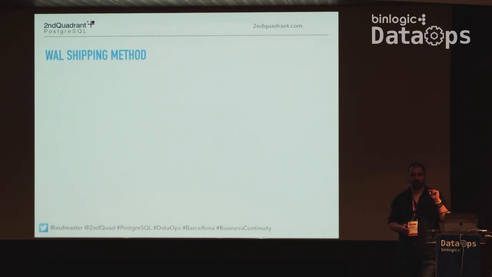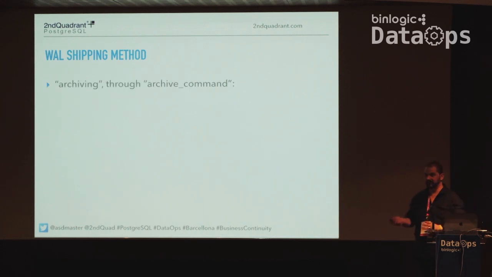Then we have WAL shipping. As said before, we have different ways of doing that. Basically, we have the archiving through the archive command. What is the archive command? It is an option inside Postgres where you give Postgres a command that has to be executed. I will show you an example of the configuration later. It basically says to Postgres, copy this WAL file to this location. It could be on local storage, or it could be an rsync command, or whatever you want, okay?